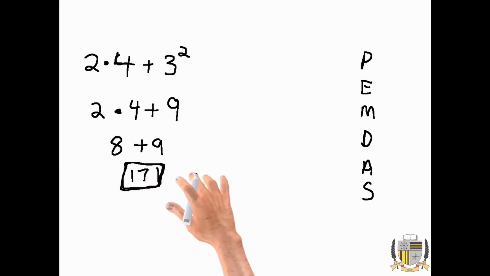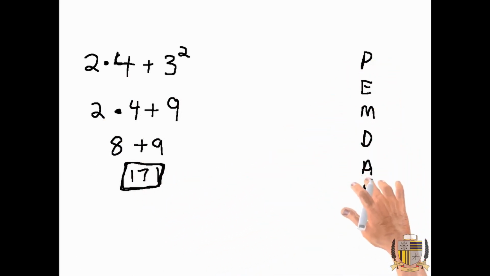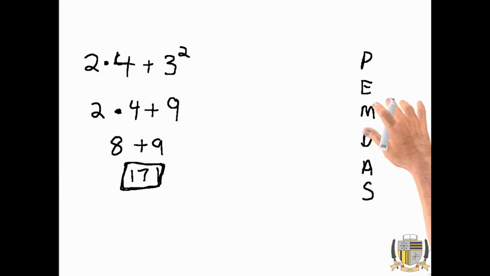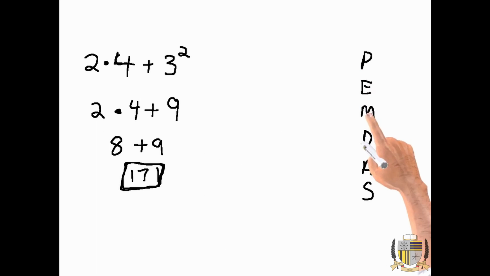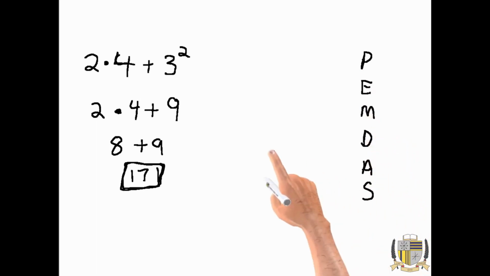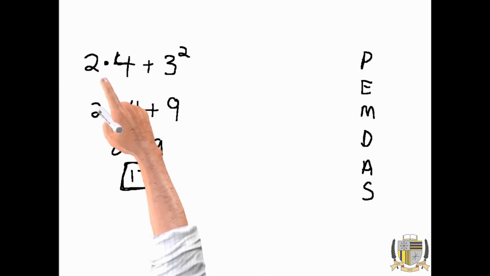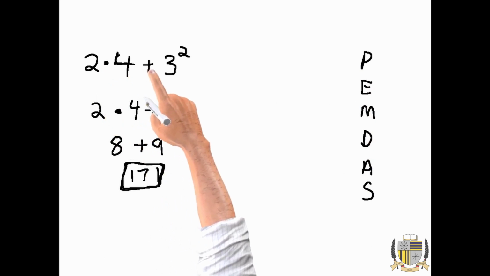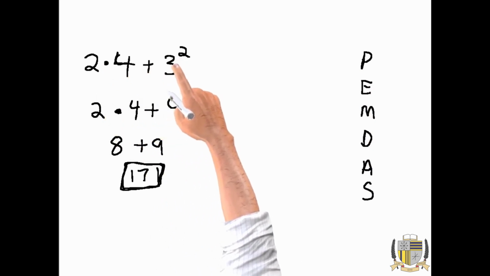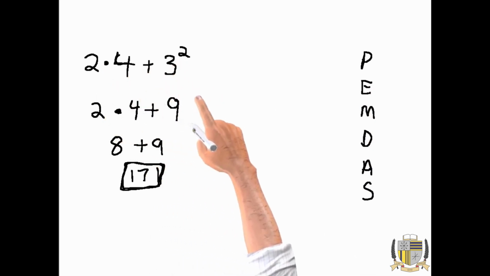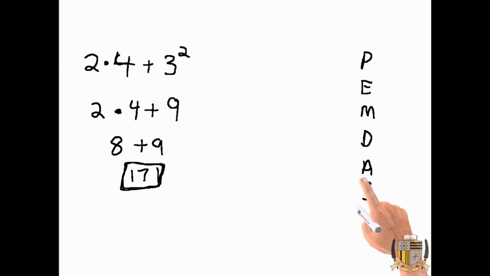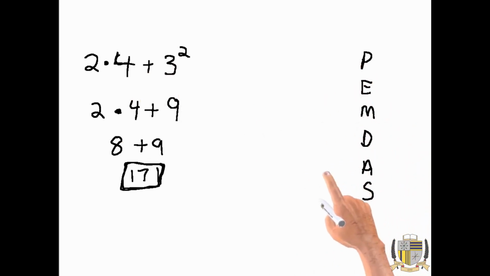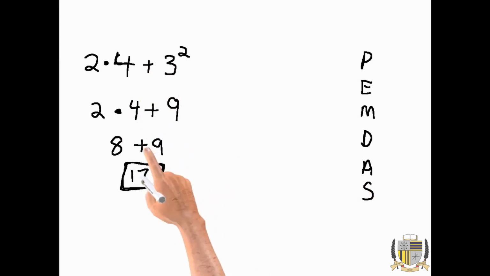So remember, this is the order of operations: parentheses, exponents, multiplication, division, addition, subtraction. And when you're dealing with problems with multiple operations going on, we got multiplication, we got addition here, we have exponents going on. This is the order in which we have to follow to solve these things.